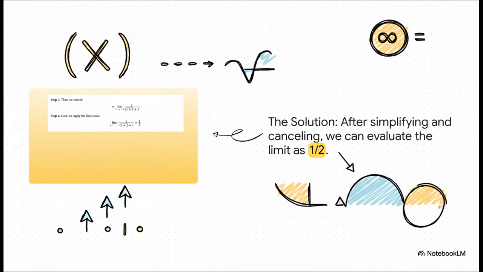So after we multiply and simplify the numerator, an x plus 1 term appears, and that cancels perfectly with the x plus 1 on the bottom. With that gone, we can safely plug -1 into what's left over, and we get our final answer, 1/2.